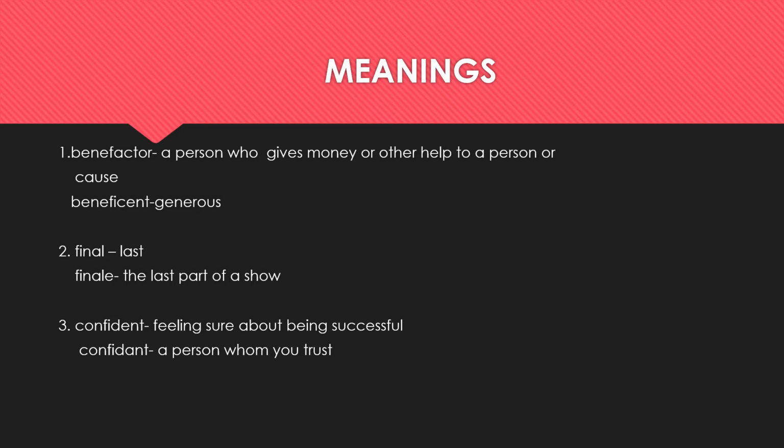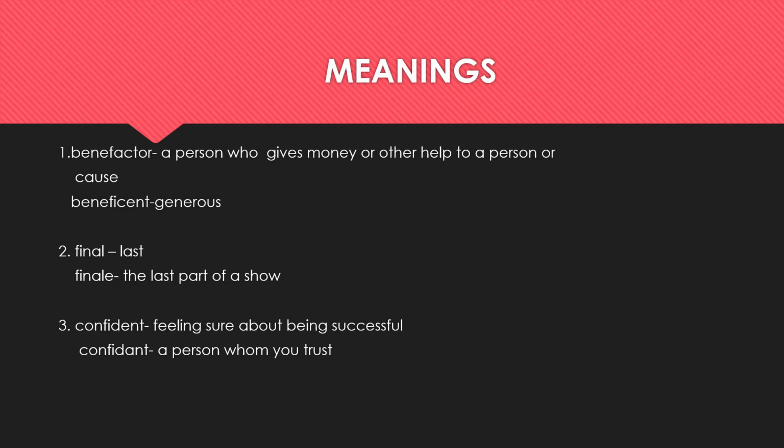Now final means last and finale means the last part of a show. Final means the last. You have the final round in recitation or spell bee or any other competition. That means the last round. And finale means the last part of a show. For example, the final results of the competition will be announced during the finale in September. The final results means the last results of the competition will be announced during the finale in September. Now you can change it and write another sentence using both the words in the same sentence.